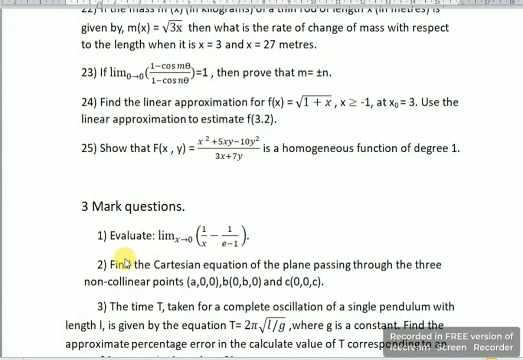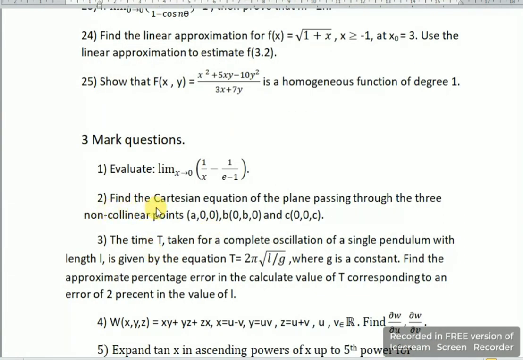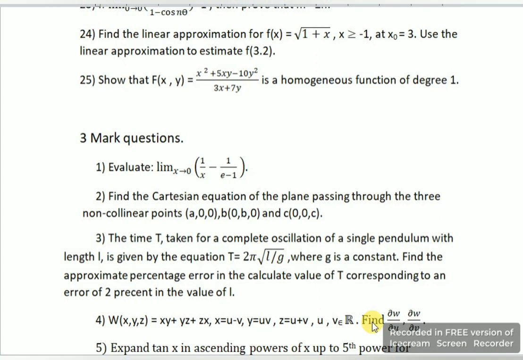Next, 3 marks questions. First one, evaluate limit x tends to 0 of 1 by x minus 1 by (e^x minus 1). Next one, find the Cartesian equation of the plane passing through the three non-collinear points (a, 0, 0), (0, b, 0) and (0, 0, c). Next question, the time T taken for a complete oscillation of a simple pendulum with length L is given by the equation T equal to 2 pi root of L by g, where g is a constant.